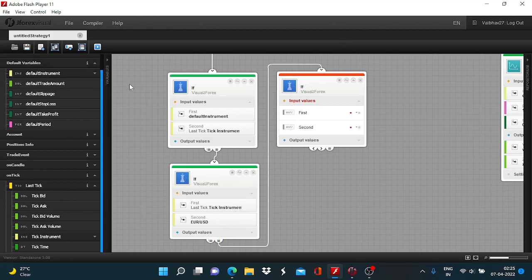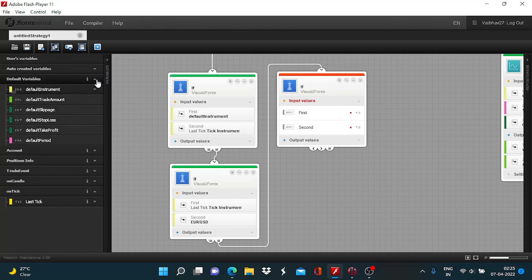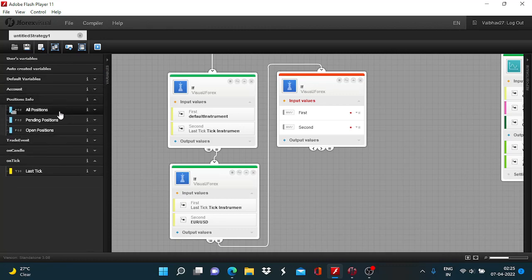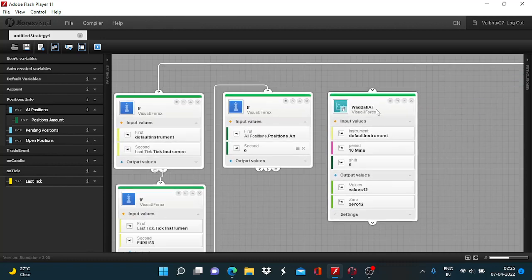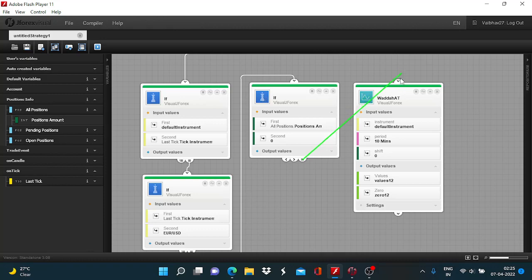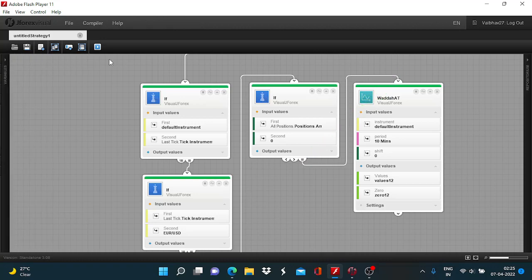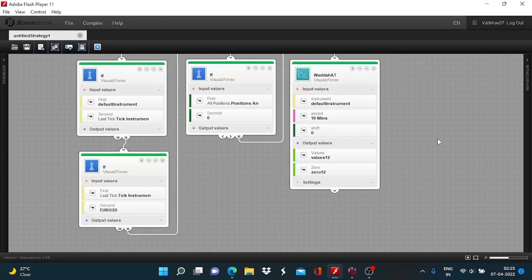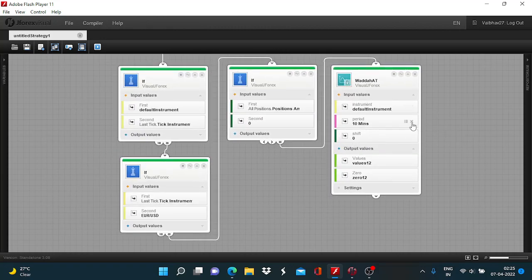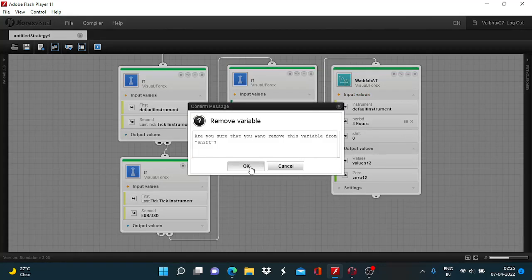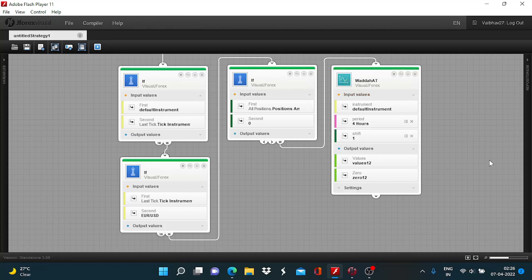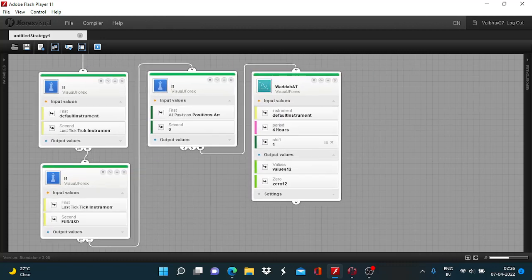After that, we also want the position amount to be defined at 0. And for this, I will change the candle period to 4 hourly, with a look back period of 1. The default instrument remains as it is.